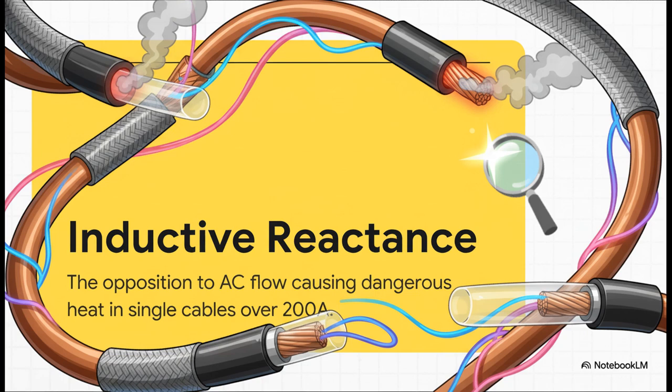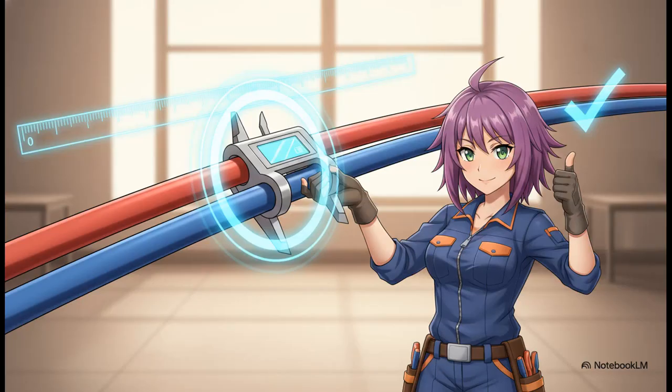When you run large single cables carrying over 200 amps, they generate incredibly intense magnetic fields. If you surround that single conductor with magnetic material, you create what's called inductive reactance. The wire will literally bake itself from the inside out. That is exactly why the code dictates that single conductor armored cable used as a current-carrying conductor absolutely must have non-magnetic armor.